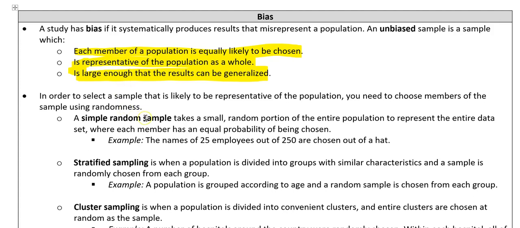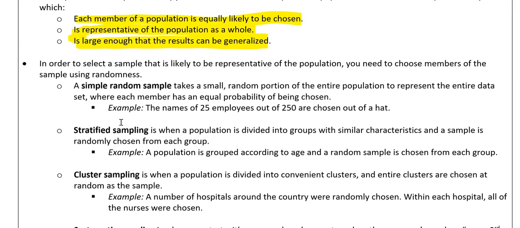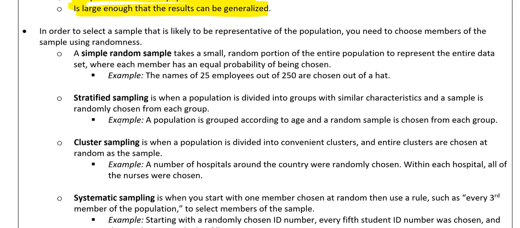Now, there are different types of sampling methods that we can use to try to keep things bias-free. The first one is called stratified sampling. This is when a population is divided into groups with similar characteristics, and a sample is randomly chosen from each group. For example, we might take a population and group them according to their age, and then choose a random sample from each group based on age. At Science Hill, maybe I can group everybody by interest or by after-school activity, and then choose somebody from each group. So that's stratified sampling.